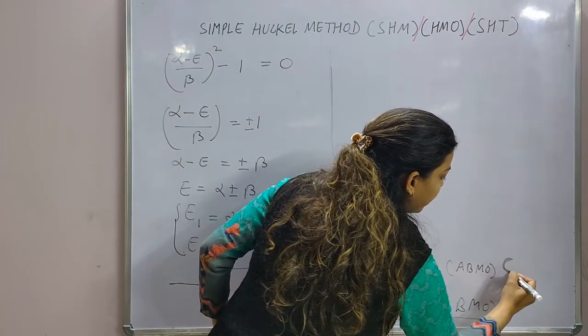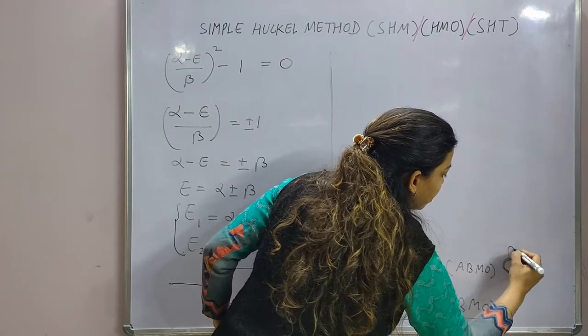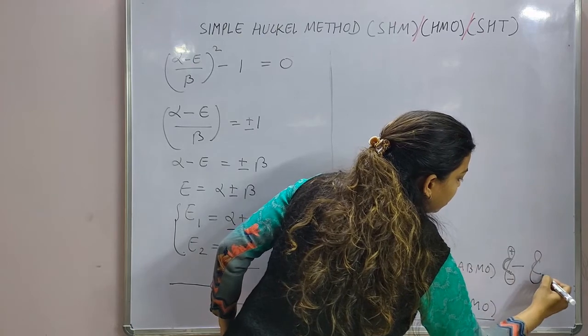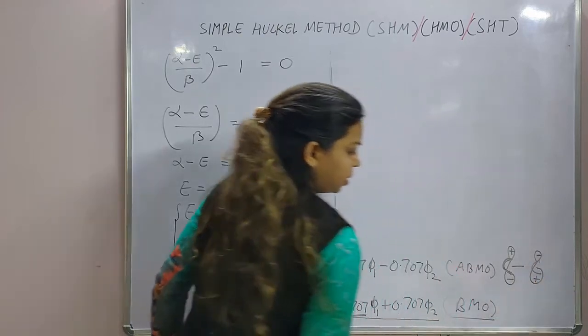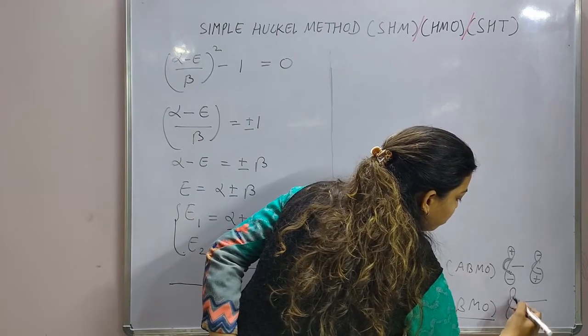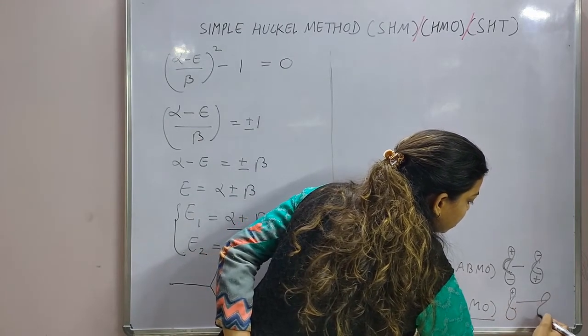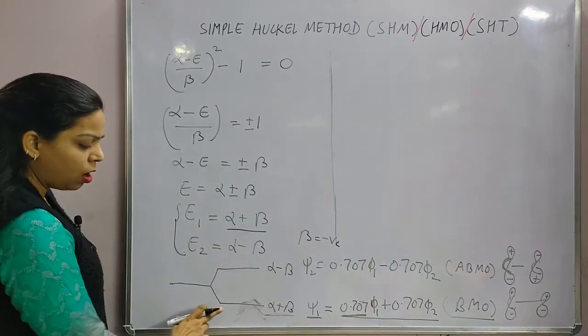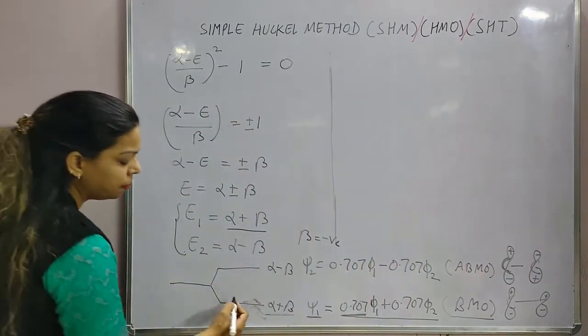here the overlapping is happening like positive, negative, positive, negative. And for bonding orbitals it is happening like positive, for another carbon also positive, positive. So this way. Now how many pi electrons are there in the system?